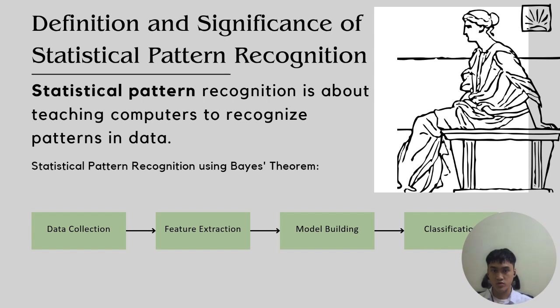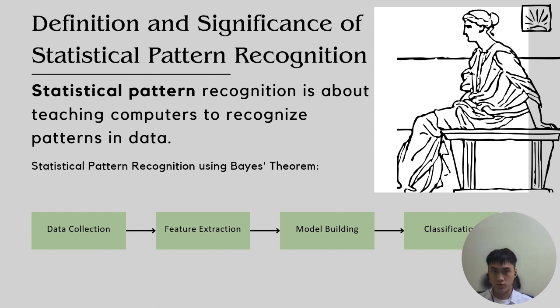Step 2 is feature extraction. Next, we identify the key features in the data. For example, in image recognition, we might look at shape, color, or texture. The features help us to distinguish between different categories.